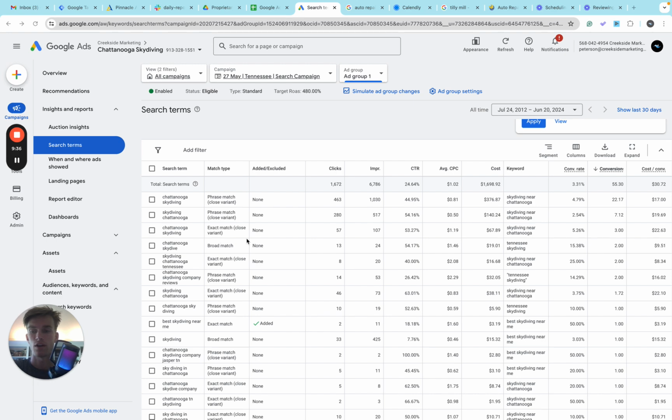So what we can see here in this last ad group is that we have a couple of search terms with 2+ conversions, and this Chattanooga Skydive has a broad match type. It's got a decent number of clicks, decent number of impressions, 2+ conversions. So this is definitely something that, even though we have keywords that are similar to it that have skydiving and Chattanooga in them, it's clearly getting enough results that we would like to start targeting this specific keyword.